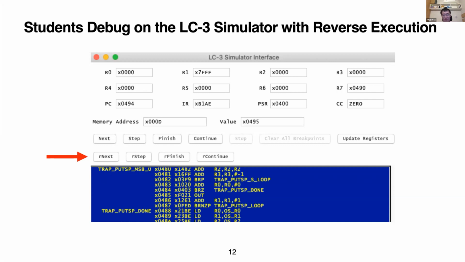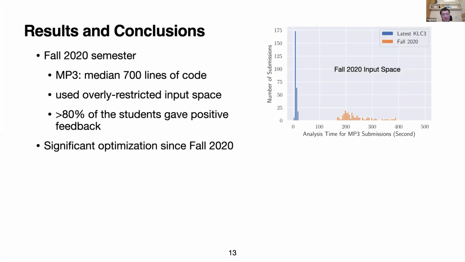Let's look at its performance. Our system was used in the fall 2020 semester for our introductory programming class. In our most complicated assignment, where students write a median of 700 lines of code, we used an overly restricted input space since our tool was not fast enough at that time. As shown in the orange statistics of the figure, there are a number of samples that exceeded our 5 minute feedback target. However, still, 80% of the students who took the anonymous survey gave positive feedback on our tool.